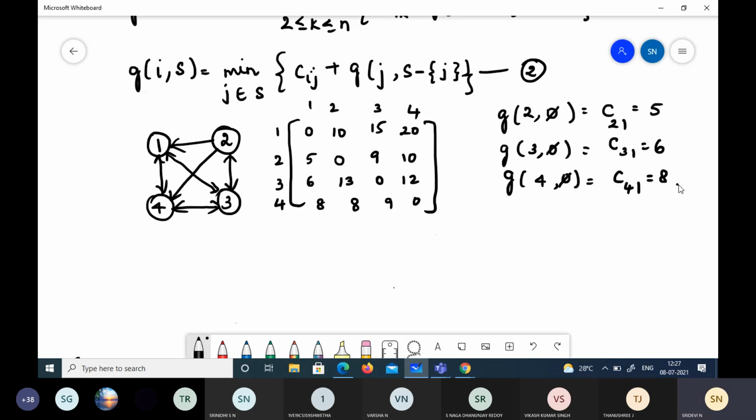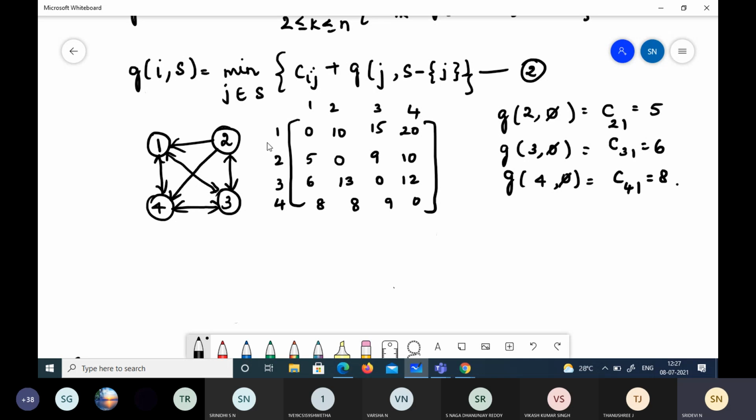We have to find the minimum tour. So what does this graph say? From 1 we should start, visit all other vertices and come back to 1. That is a tour. And when we add the length of all these edges, it should be minimum. That is the optimal tour. So using this, we will be able to find the optimal tour. Finally, we'll get the path. I'll show you that also.